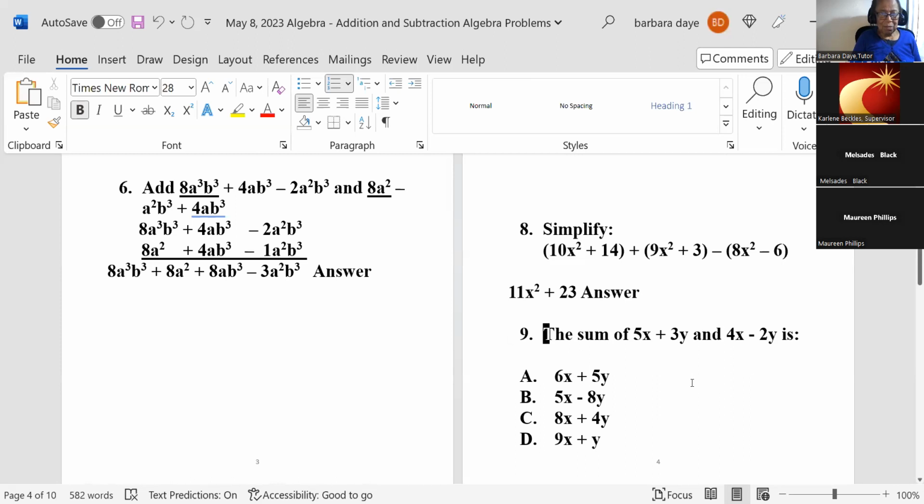Sum of 5x plus 3y, all right. And 4x minus that. Let's do this one while she's away. 5 plus 4 is 9. It's got to be D. I have a minus down there. So 5x and 4x is 9x. 2y from 3y leaves y. Which should be 9x, so it ought to be D.